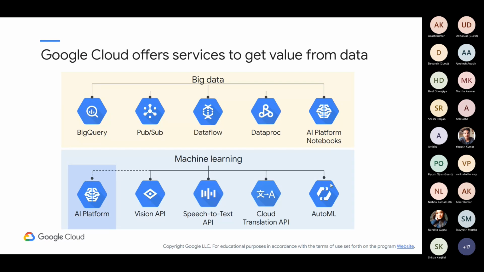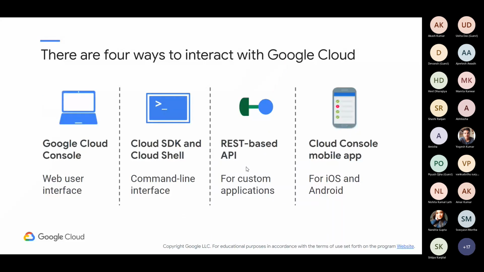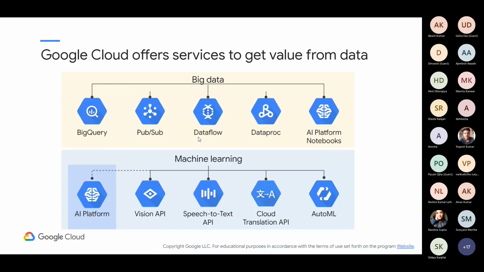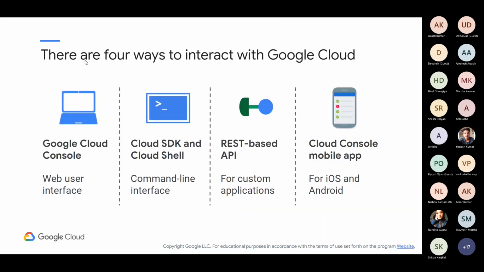Next, we will be starting how to do these things. I have talked about these services, so how can we start using these services? There are mainly 4 ways to connect with Google Cloud. The first one is Google Cloud Console. If you ever have visited the Google Cloud website, there is an option to directly connect with Google Cloud through the console.